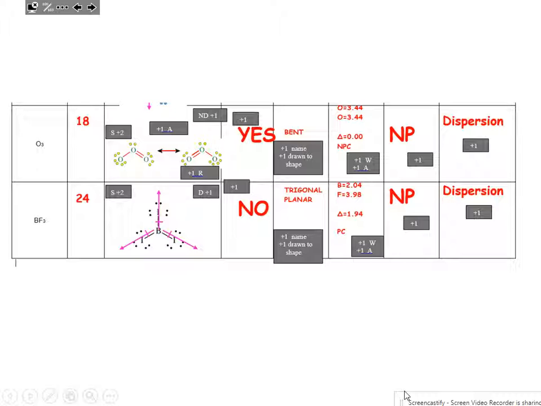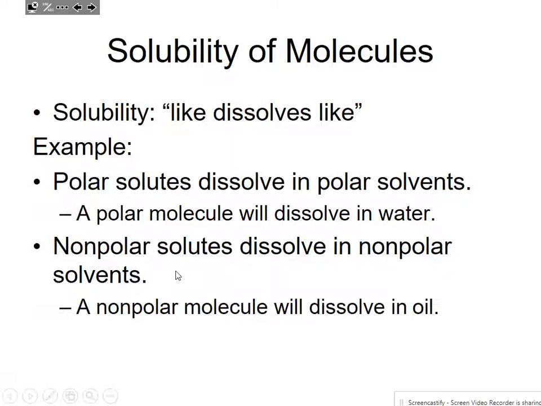So please have your score out of 82, and then save this for the next time I see you in class. All right, last thing we have to look at is solubility. So now we are back on page 13 of the notes. Solubility has a saying that says, like dissolves like.